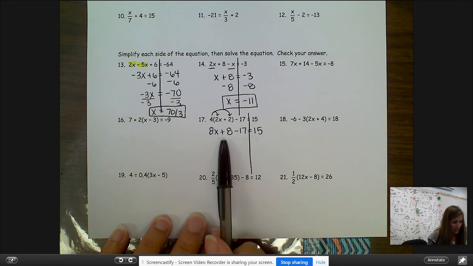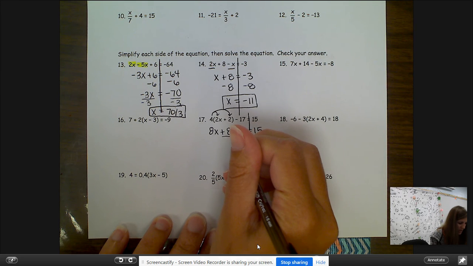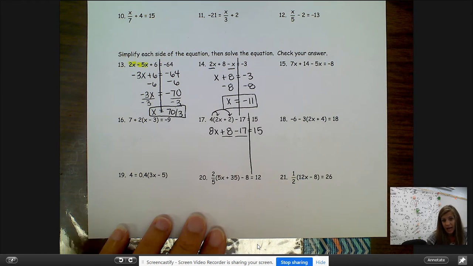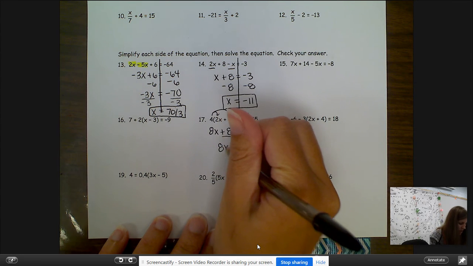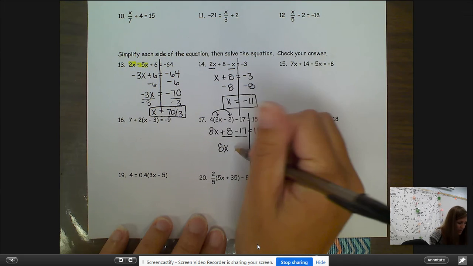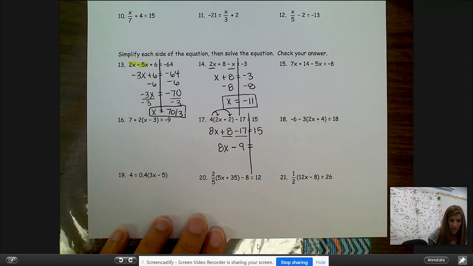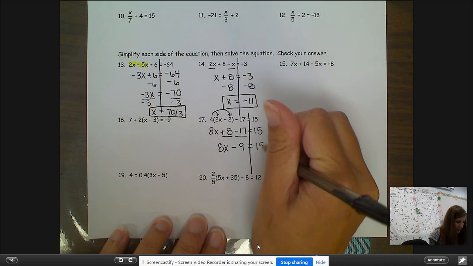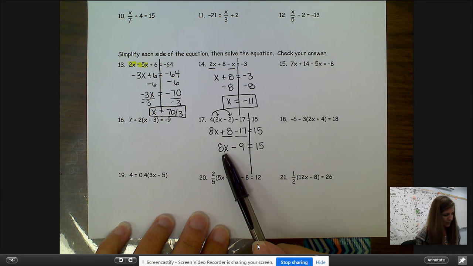Now on the left-hand side, I notice that I do have some like terms, the positive 8 and the negative 17. So I can combine those. Positive 8, negative 17 is going to be negative 9. Bring down my equal sign, bring down my 15. And now there's nothing left to simplify over here.